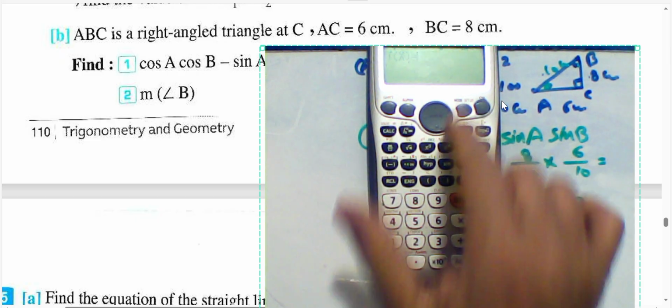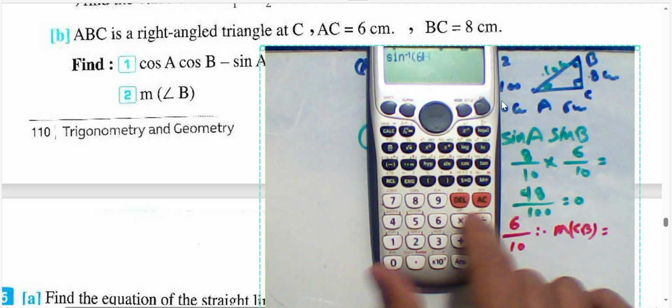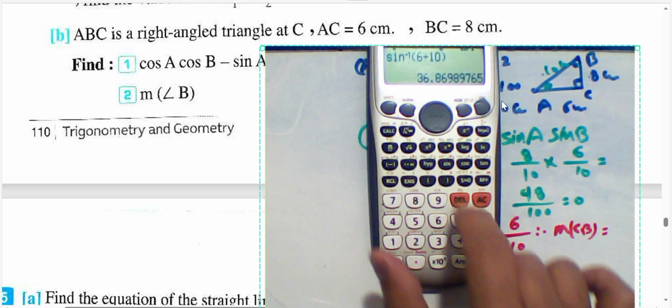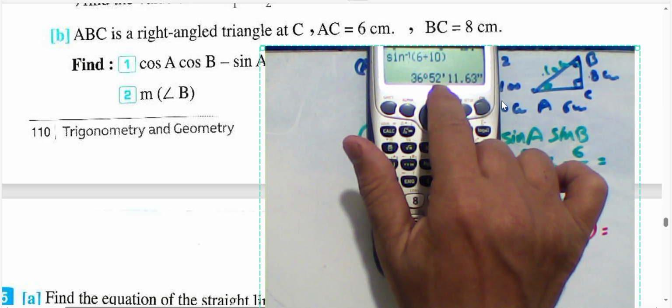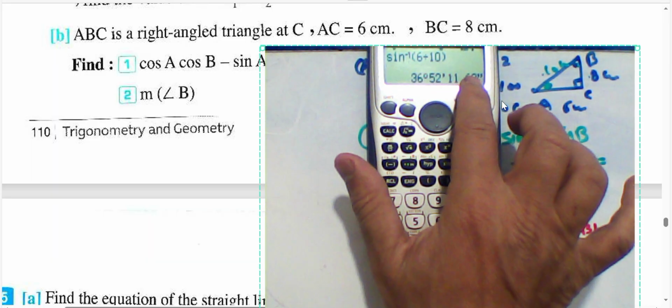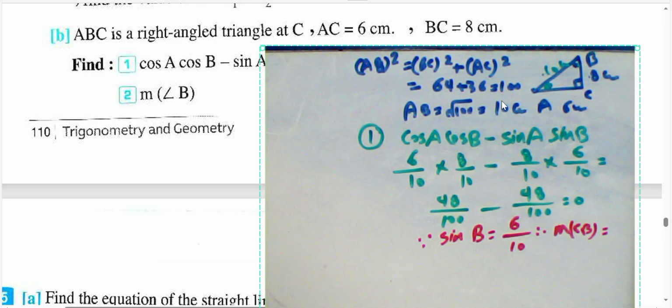Shift sine 6 over 10. And the result will be 36 degrees 52 minutes and 11 seconds. Approximating it, it will be 12. Okay, right, the angle is 36 degrees 52 minutes and 12 seconds.